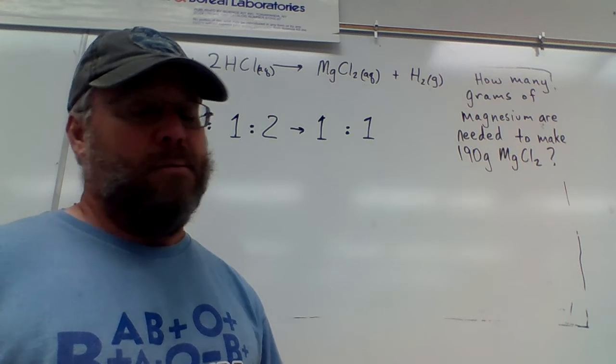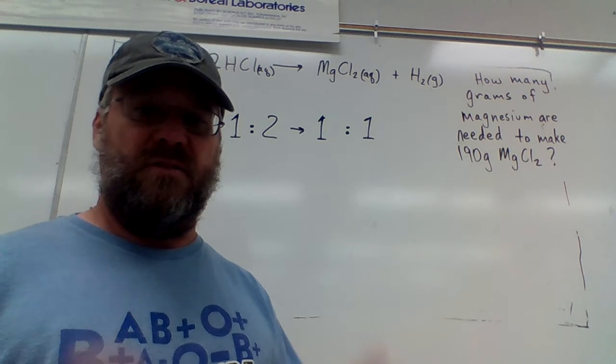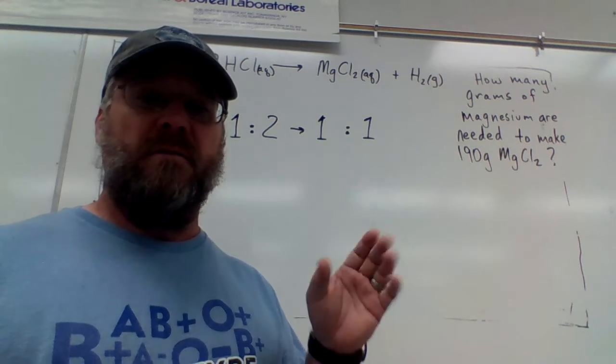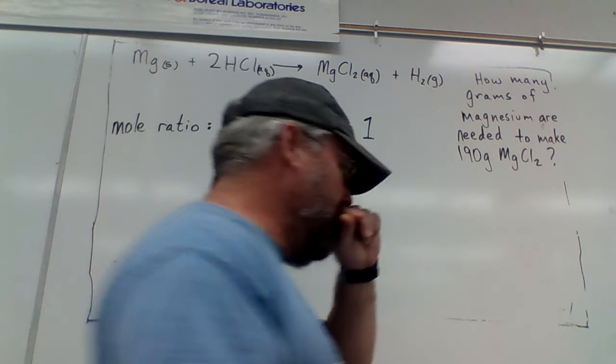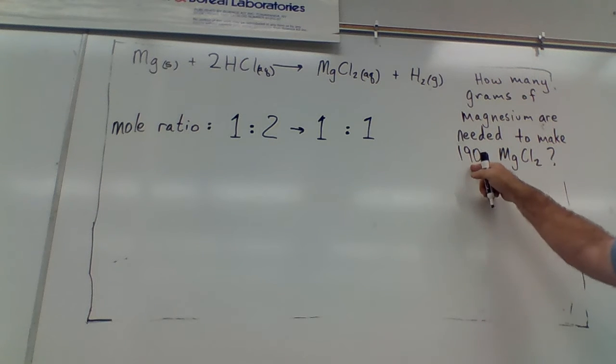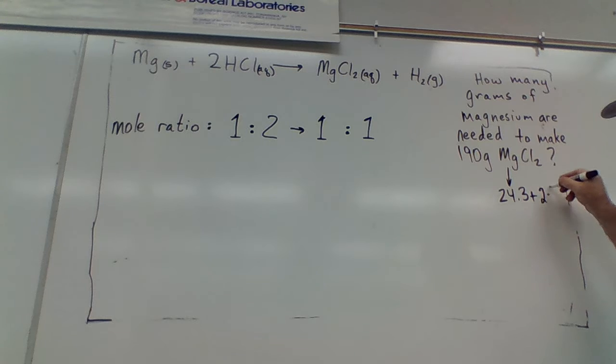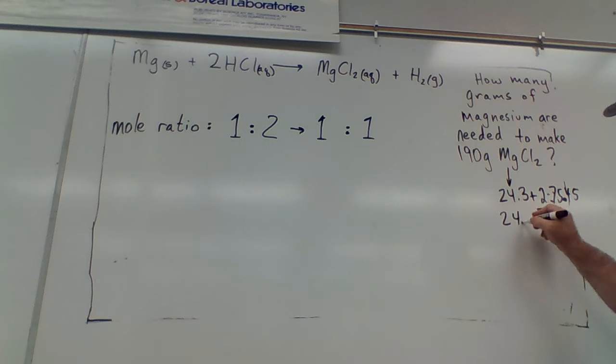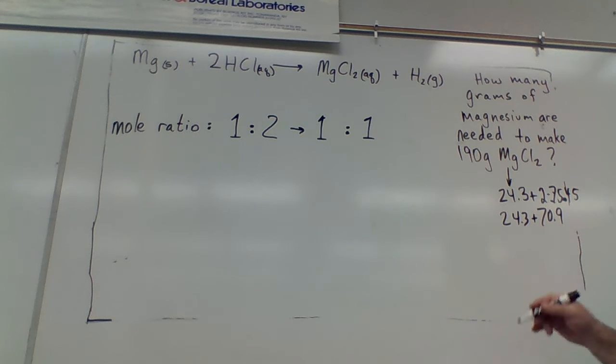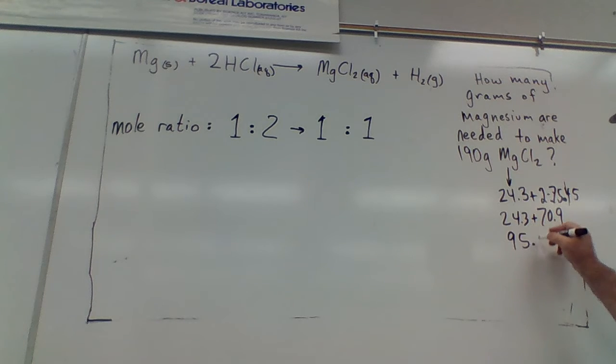Well, what we have to do, we cannot do this in grams. If I do it in grams, I'm guaranteed failure. So I've got to swap over to moles. If I look at this, 190 grams. Well, magnesium is 24.3. We have chlorine, 2 of them, times 35.45, which should give us 70.9 plus 24.3. And so basically what we end up with here is 95.2 grams per mole.